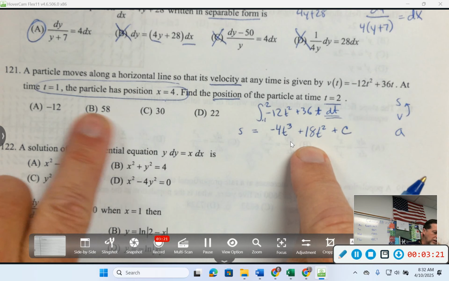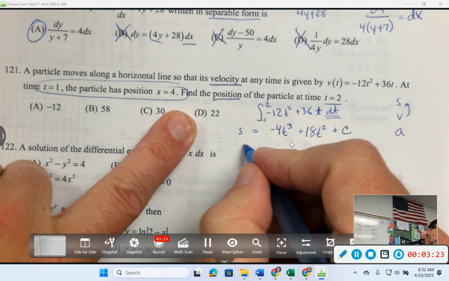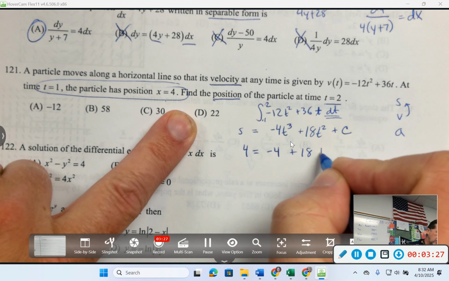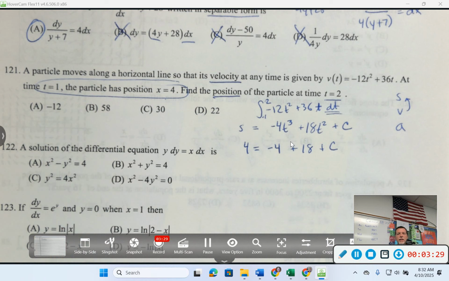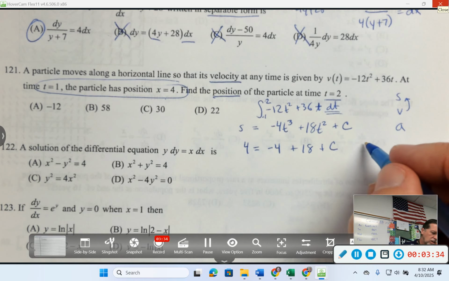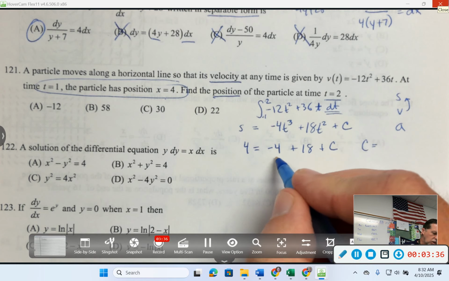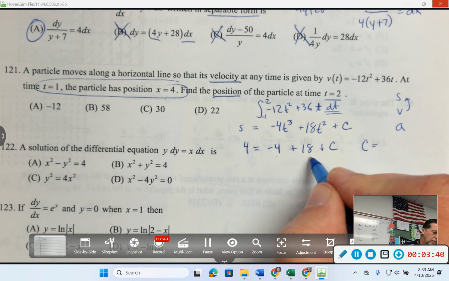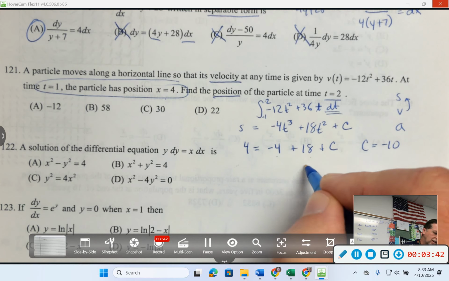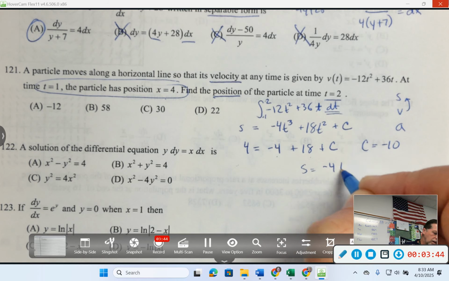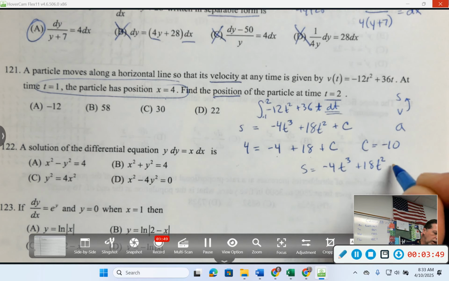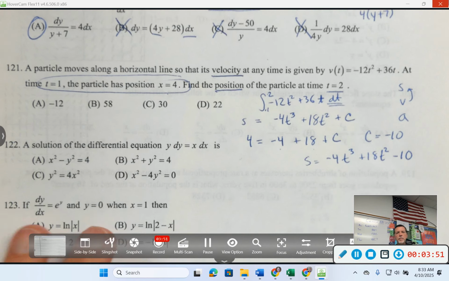Let's just plug in 1 to get 4. So negative 4 plus 18 plus c. That was kind of them to give me 1. That made life easy-ish. So if I move 4 over, I get 8. Subtract 18, I get negative 10. So negative 4t cubed plus 18t squared minus 10.